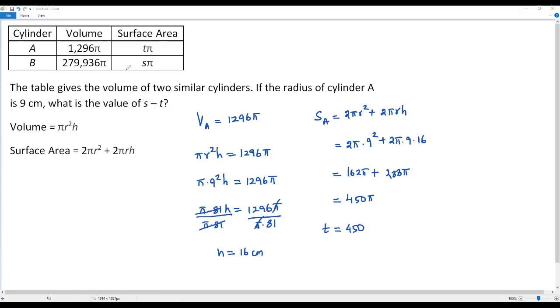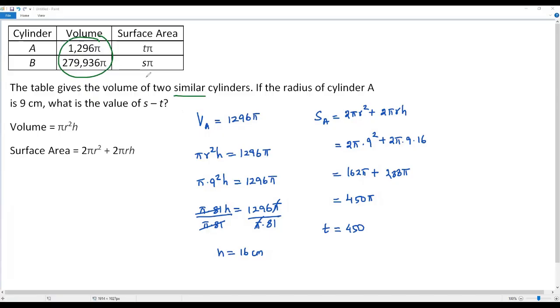For that, we need to get the surface area of cylinder B, that is S pi. How do we have to get that? For that, we can consider the given volumes over here. Using these volumes, we will be able to get the ratio of the volumes of two cylinders. Since the two cylinders are similar, from the ratio of the volumes of two cylinders, I can get the ratio of the surface areas of two cylinders.